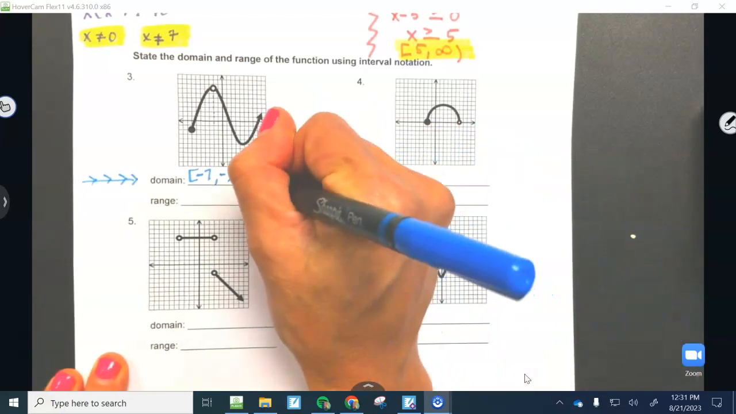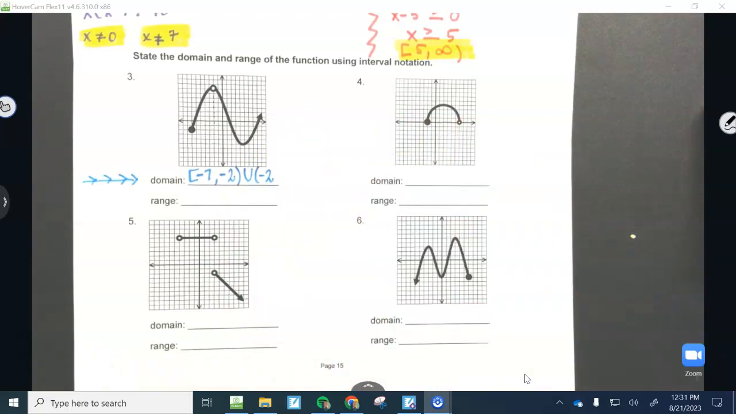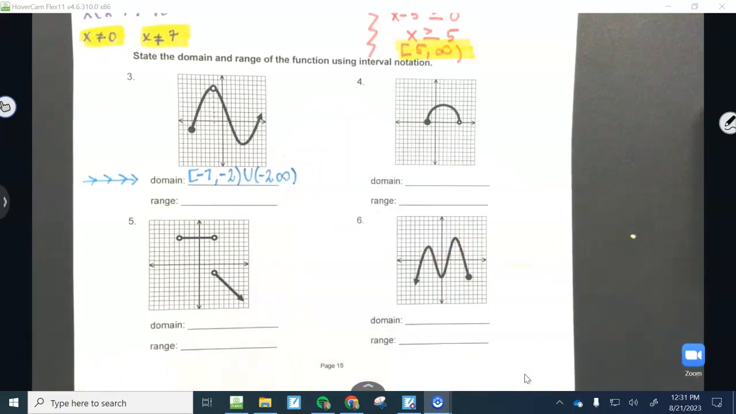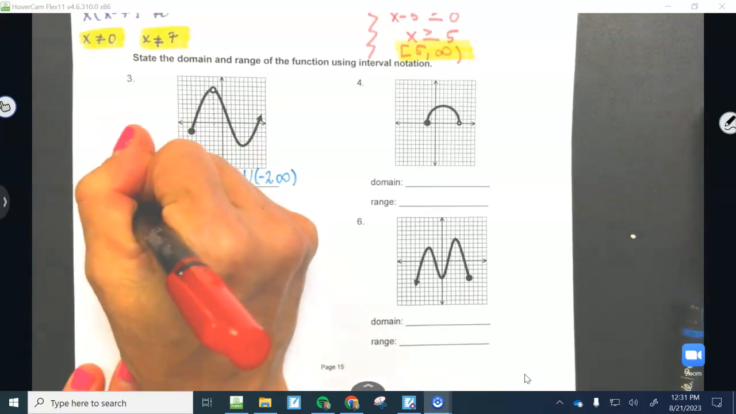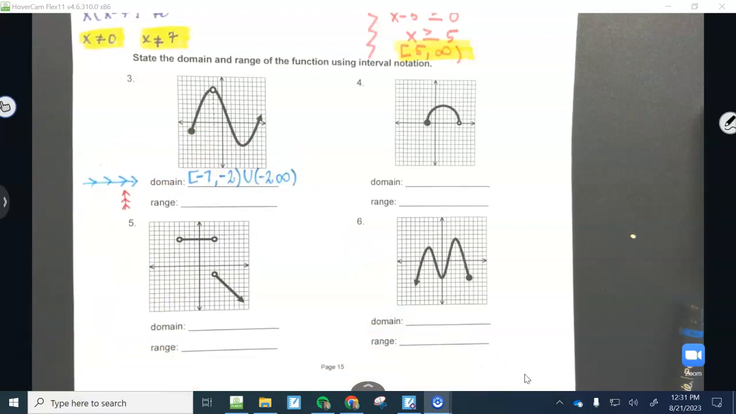Let's pick it up right where we left off there because that graph keeps going. And there's no more holes there. So we can go ahead and wrap this up with positive infinity. Now, for the range, remember the range is from the bottom up. So we start at the bottom and we work to the top.